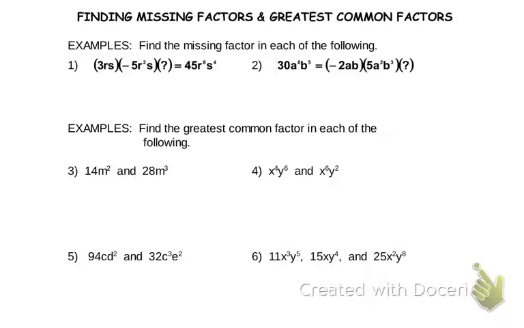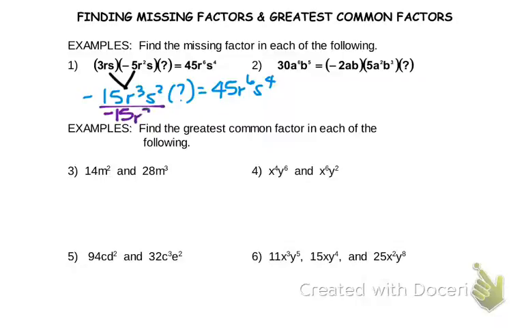So what we need to do first here is we have 3rs times negative 5r squared s, so that's going to give me negative 15r to the third s squared times something. I don't know what that something is. It's going to give me the 45r to the sixth s to the fourth. So put that together. What I need to do is divide by negative 15r to the third s squared, and then dividing that.